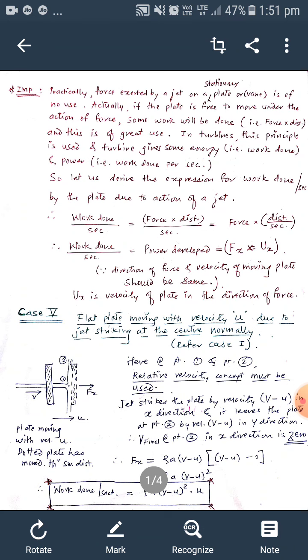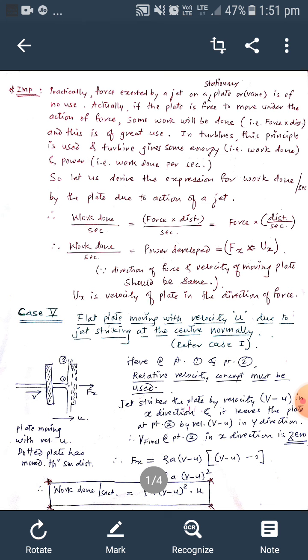Actually, if the plate is free to move under the action of force, some work will be done. You know that work is force into distance, and this is of great use. In turbines, this principle is used, and turbine gives some energy. Energy is work done, and then power, that is work done per second. So let us derive the expression for work done by the moving plate under the action of jet per unit time.